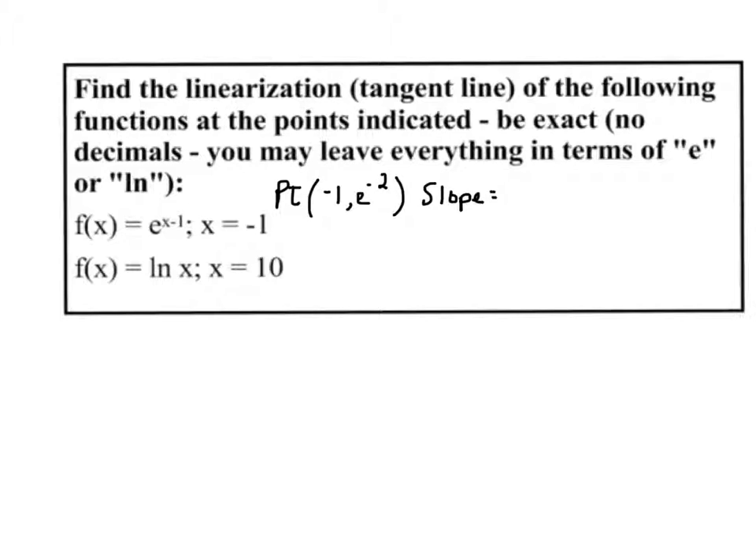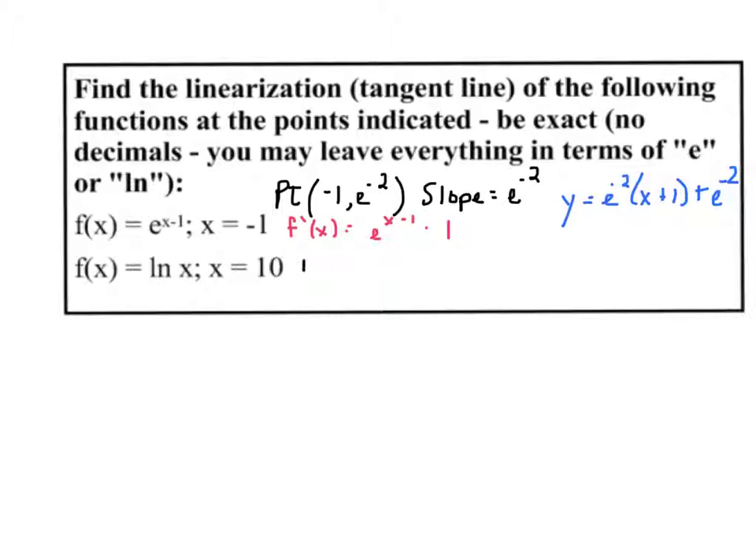Well, to get the slope, we need the derivative. So f prime would be e to the x minus 1 multiplied by the derivative of x minus 1, which is just 1. So we plug in -1, and we get a slope of e to the -2nd. So our tangent line would be the slope, x minus the x-coordinate, plus y-coordinate, like that.